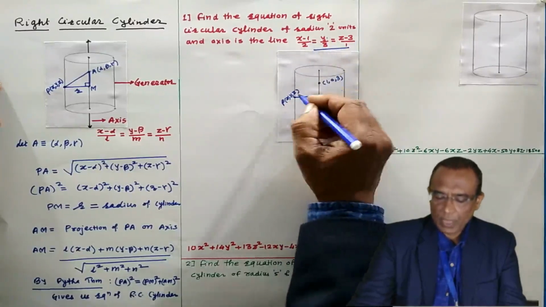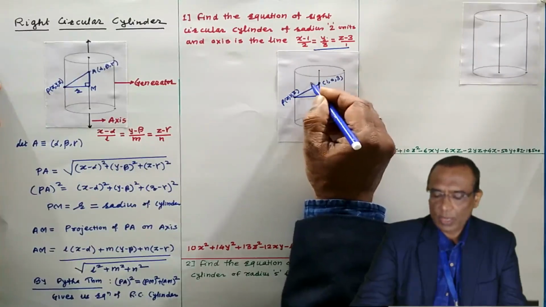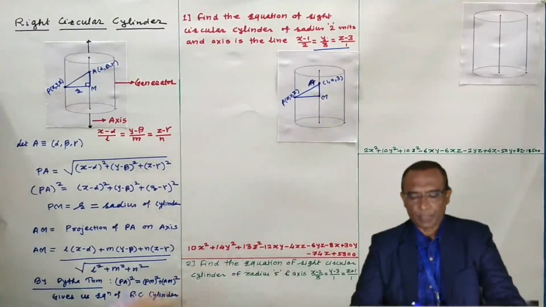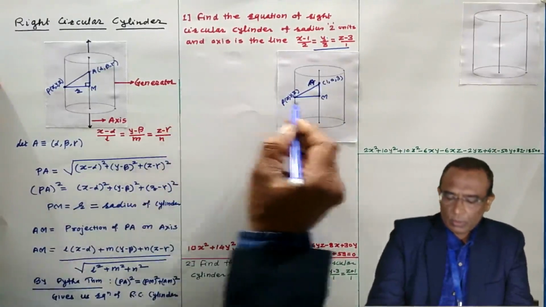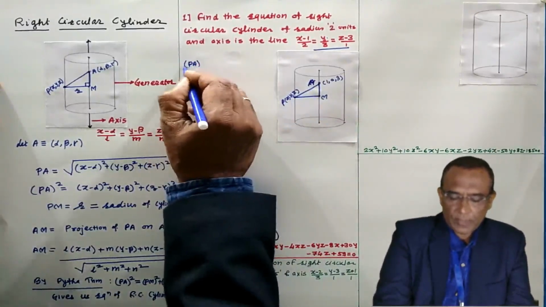I have written that. I am going to join these 2 points, and then these 2 points also I am going to join, and I am going to name this A, this P, and this M. Now, the PA square I am going to write directly.